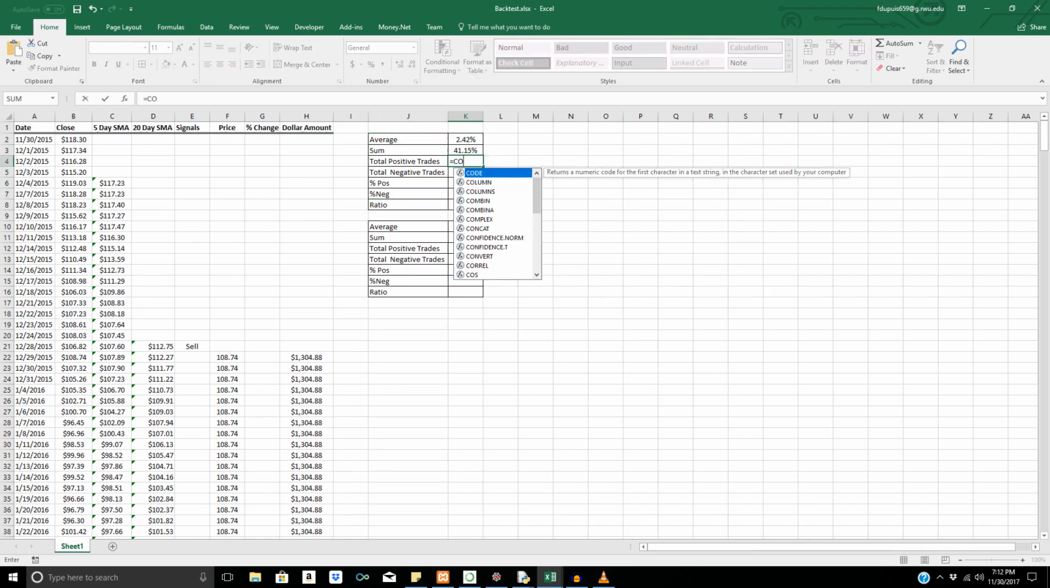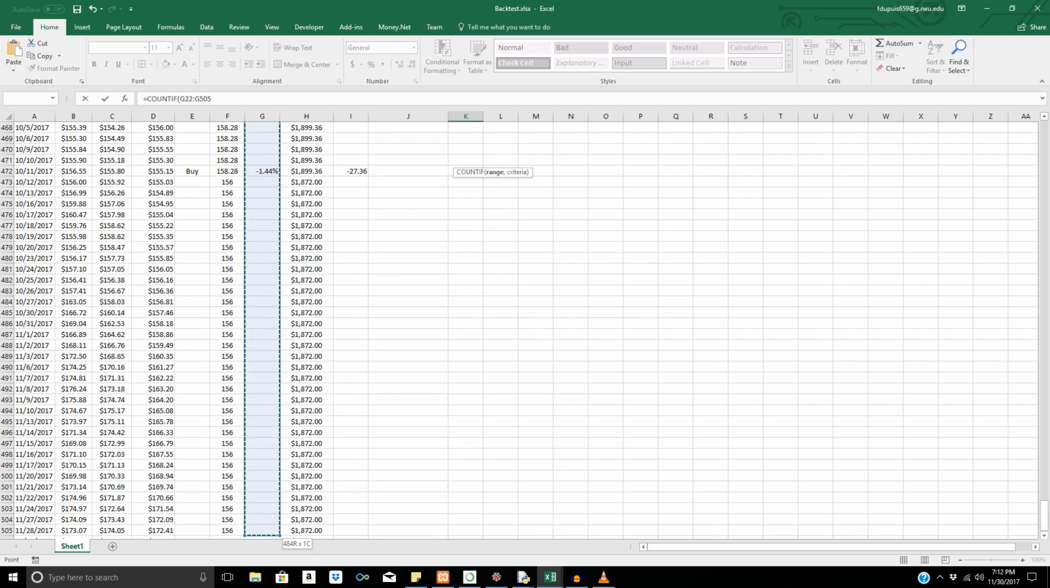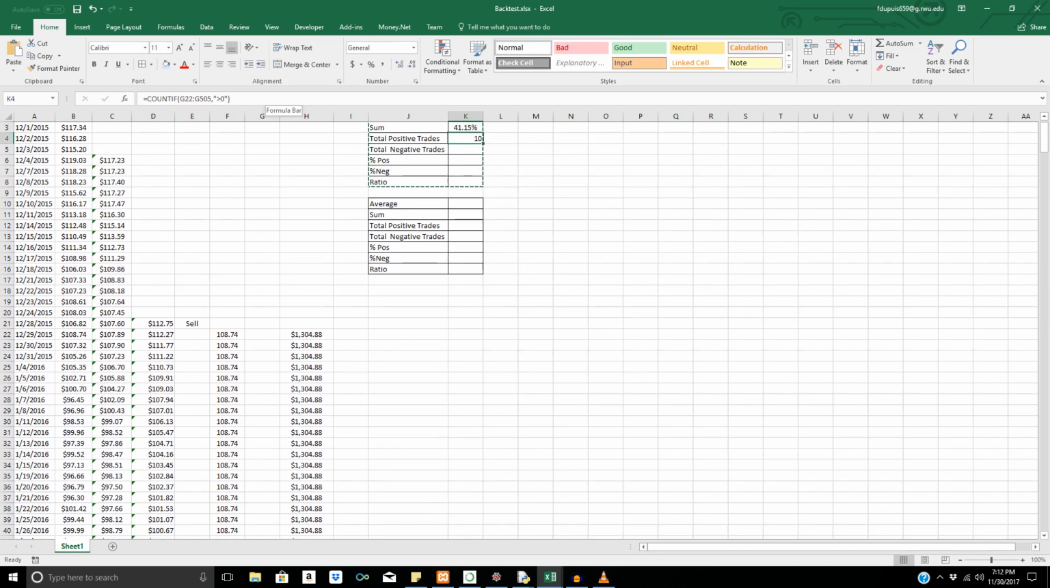We can just do count if the range, and what is the criteria? Greater than 0, 10. Let's lock that in. And let's flip it. Less than 0. So we had more positive than negative. And we can calculate this as a ratio as well.